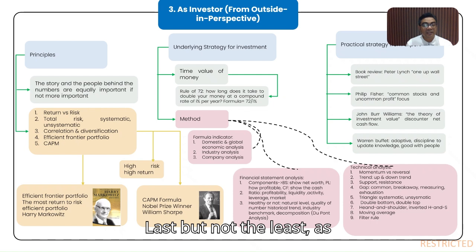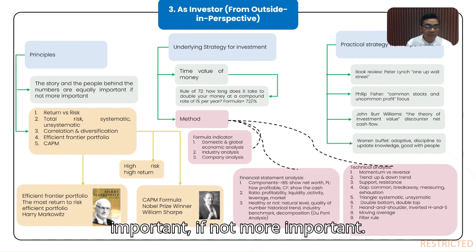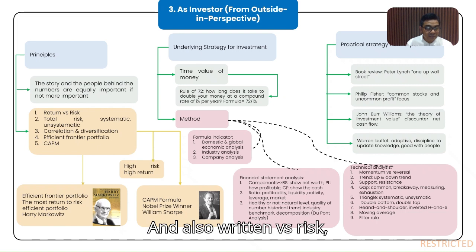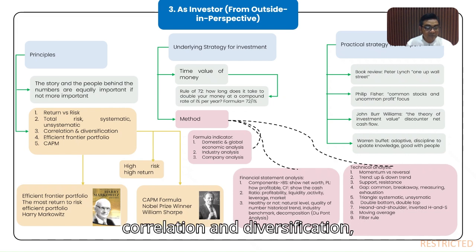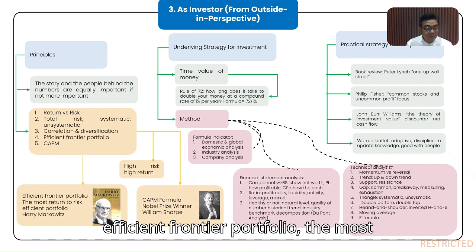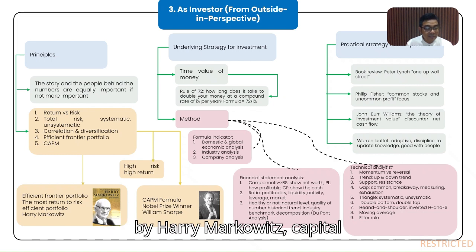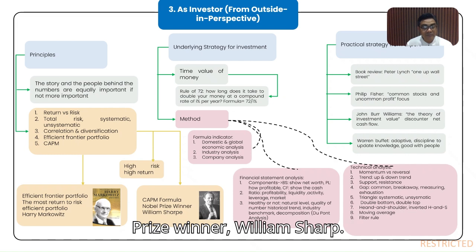Last but not the least, as an investor from an outside-in perspective, we have a principle: the story and the people behind the numbers are equally important, if not more important. And also return vs risk: total risk, systematic, unsystematic, correlation and diversification, efficient frontier portfolio. Capital asset pricing model consists of high risk, high return, efficient frontier portfolio, the most return-to-risk efficient portfolio by Harry Markowitz, capital asset pricing model formula from Nobel Prize winner William Sharpe.